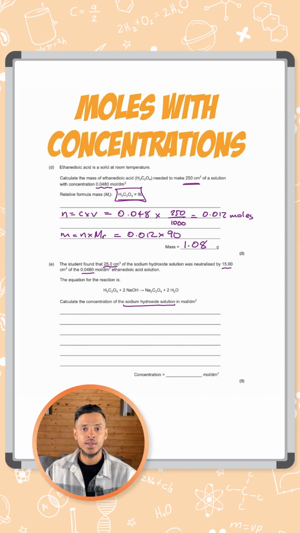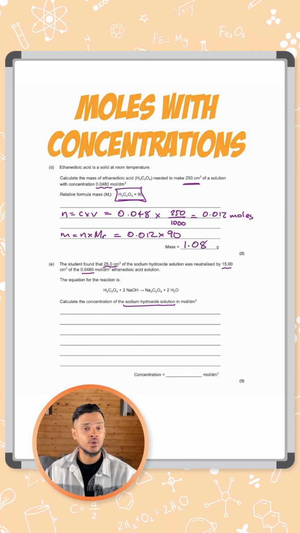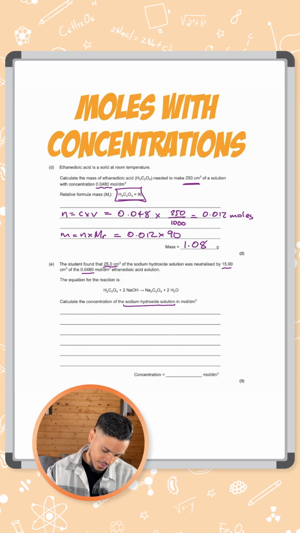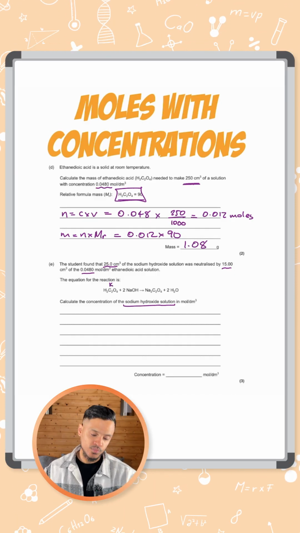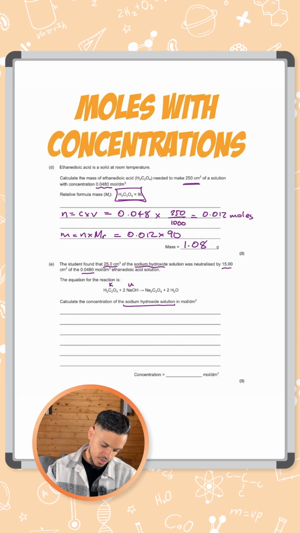This is a mole calculation here. So what is our known here? What do we know the concentration and volume of? Well, that is the ethanoic acid. So let's put a K there to show that we know it. Our unknown is what we're trying to work out, which is the sodium hydroxide. So let's put a U here.